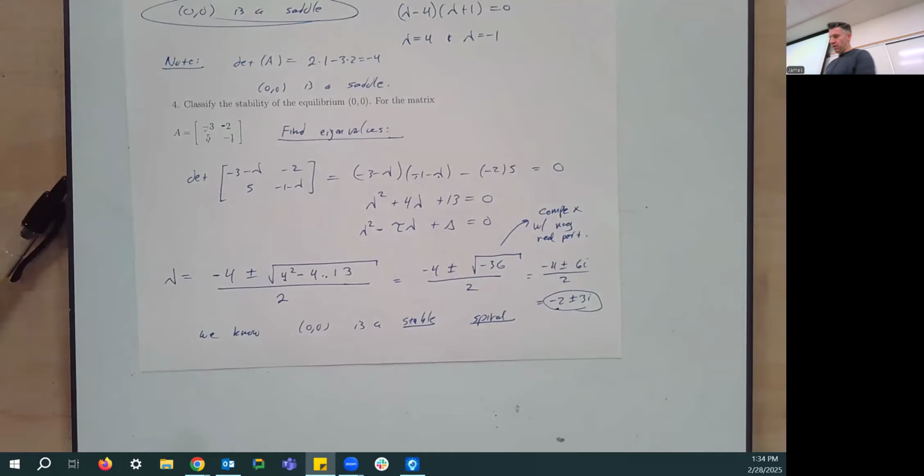Okay, let's look at the next page. I want to keep these notes in order here.